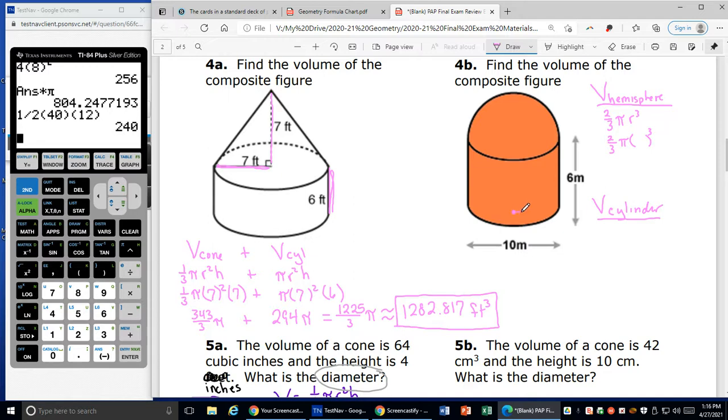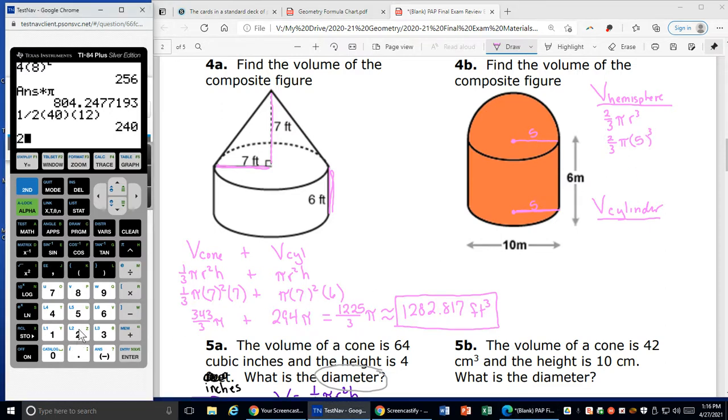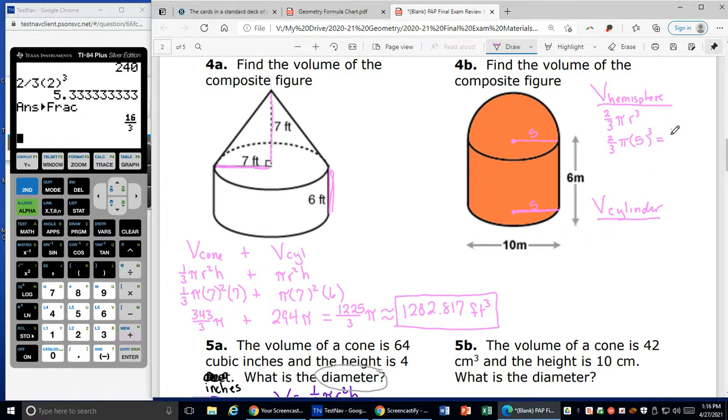My radius is going to be halfway of all the way across, so it's going to be 5. So 2/3 times 5 to the 3rd power. Remember the little up arrow here lets you raise something to the 3rd power. Gives me a decimal. If I change that into a fraction, I get 16/3 pi. That's the volume of the hemisphere.